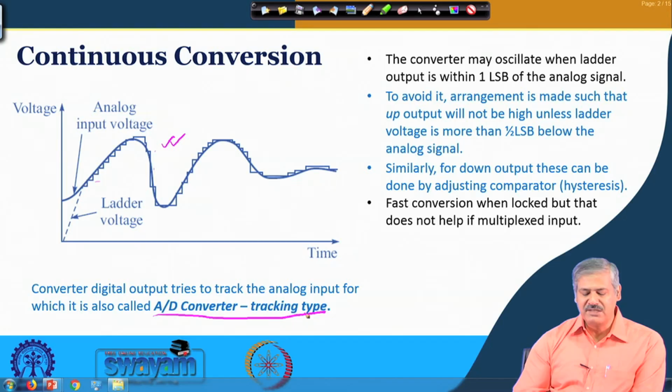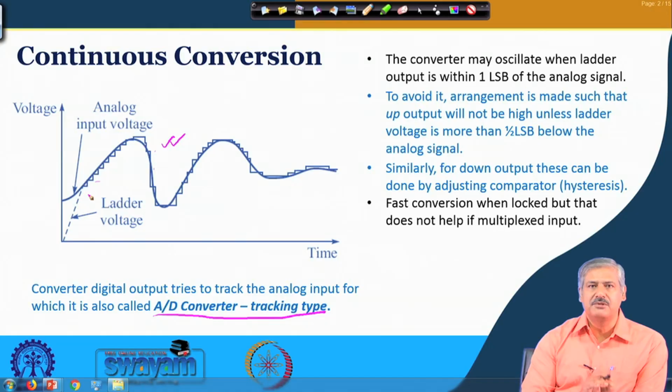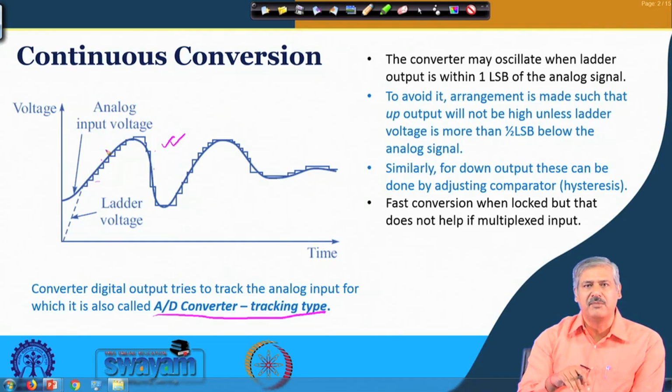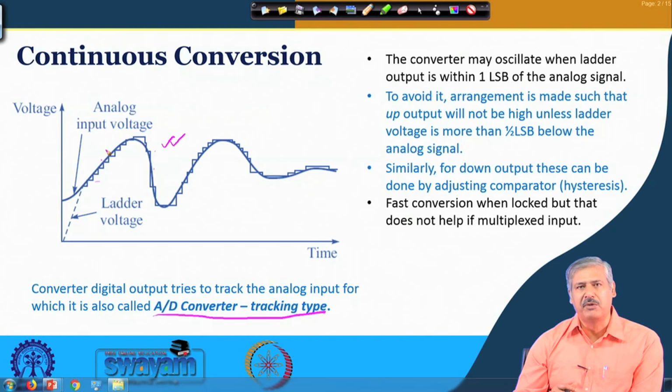Okay. So, once it is locked, it is very fast, right, compared to the basic counter based method we discussed before. Okay. So, once it gets locked to the analog input voltage, so either it is going up or coming down, so smaller number of clock cycles are required. It does not need to begin from 0 as in the basic method. Okay.